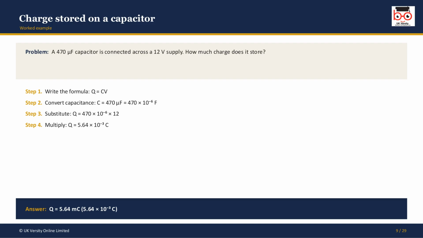Let's find the charge on a capacitor. We've got a 470 microfarad capacitor across a 12-volt supply. Charge equals capacitance times voltage. But first write the capacitance in farads. 470 microfarads is 470 times 10 to the minus 6 farads. Multiply by 12 volts and you get about 5.64 times 10 to the minus 3 coulombs. In other words, 5.64 millicoulombs.